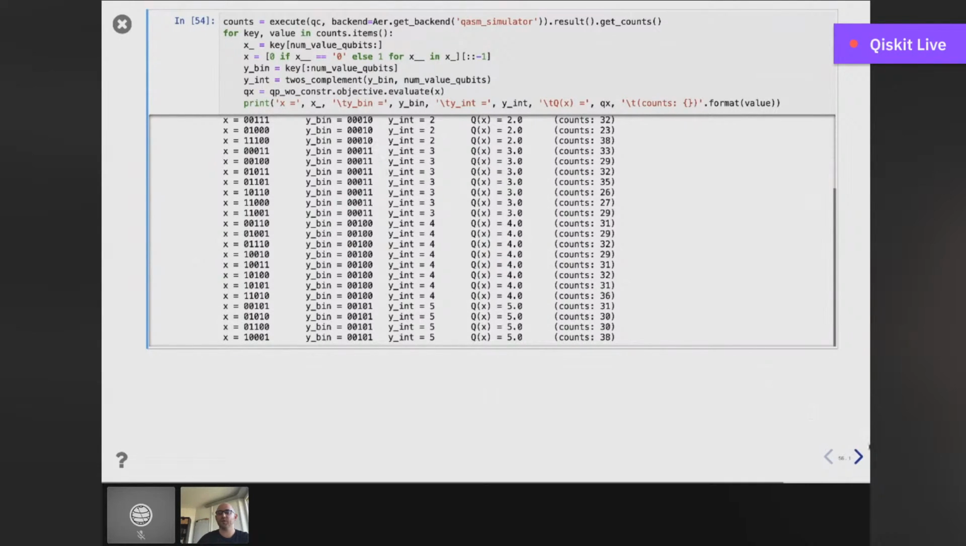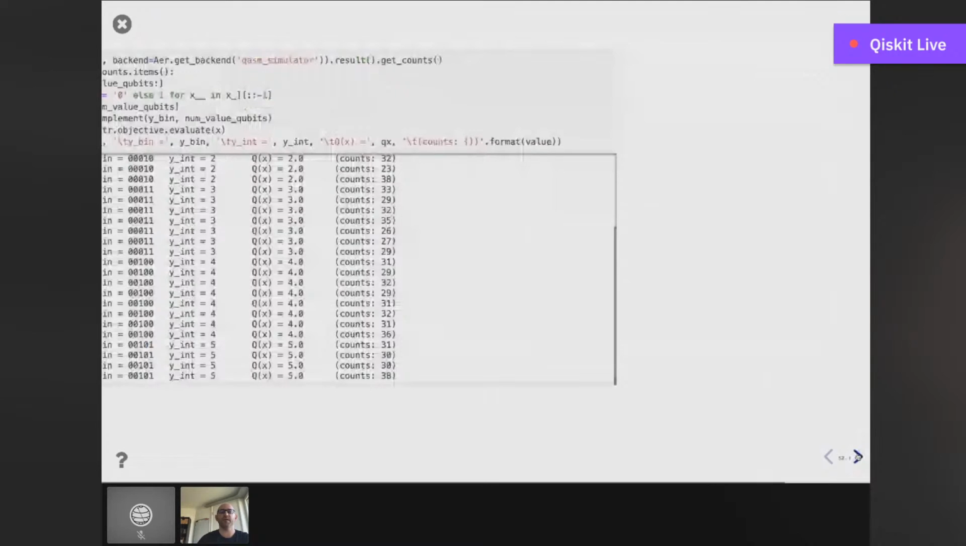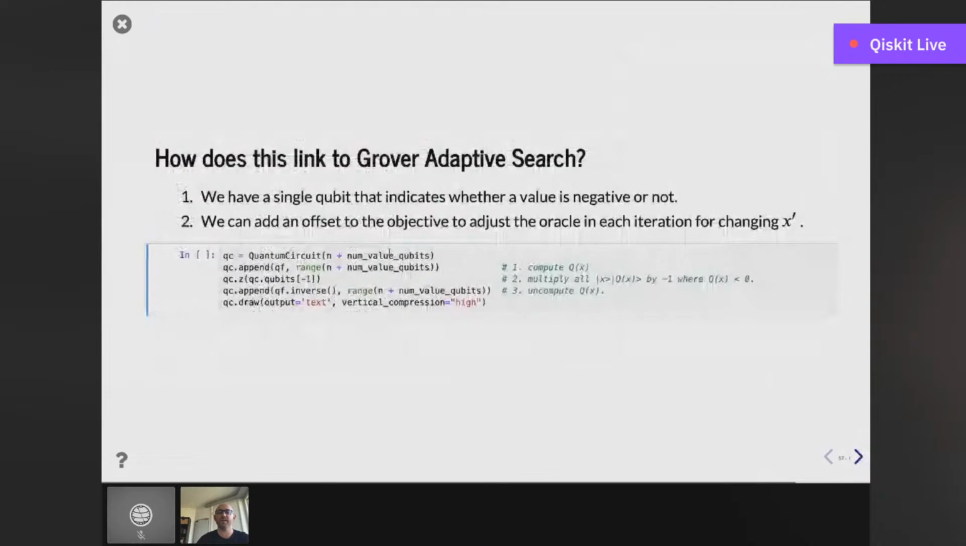Okay, so how does this link to Grover adaptive search? Now we have a single qubit that actually indicates whether a value is negative or not from the 2's complement. And from the construction, we can easily add an offset that shifts our objective function up or down. So what we can do is we can apply Grover search to find a negative value. And if we found a negative value, we shift our objective function up such that this value becomes 0. And then we look for the new negative values and for the remaining negative values, which are all those that are better than what we've seen before.